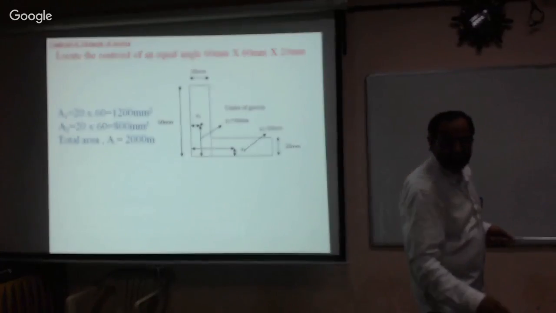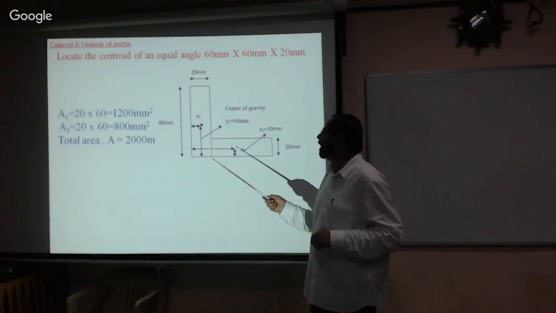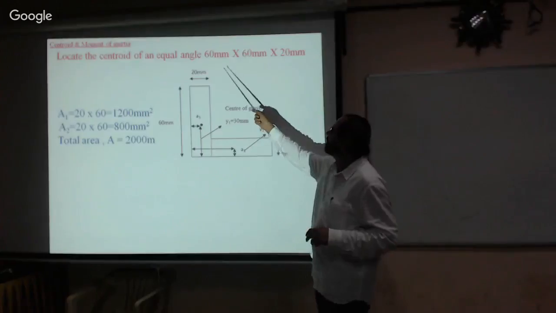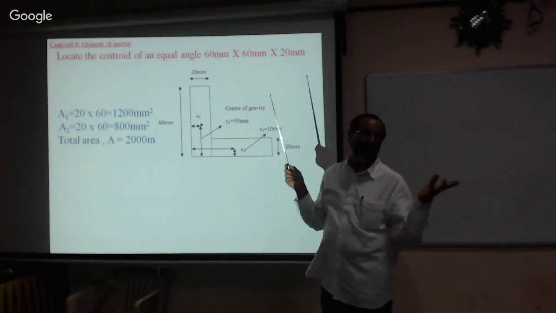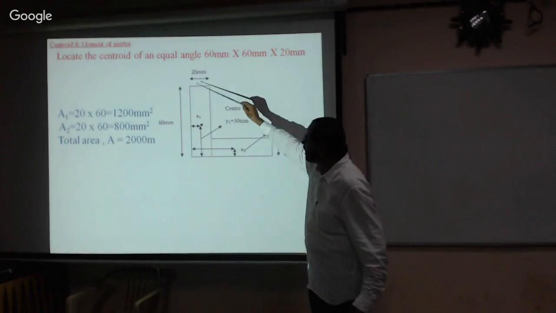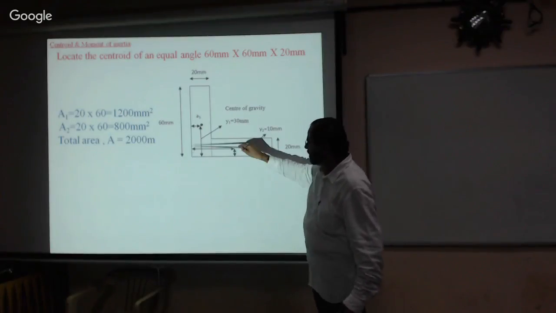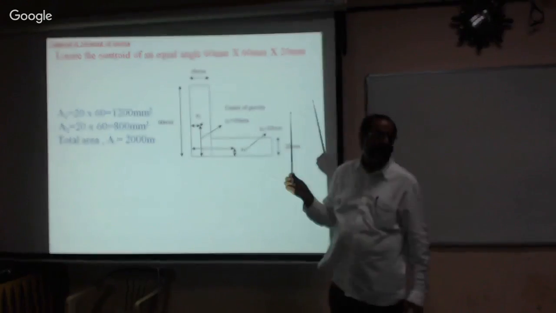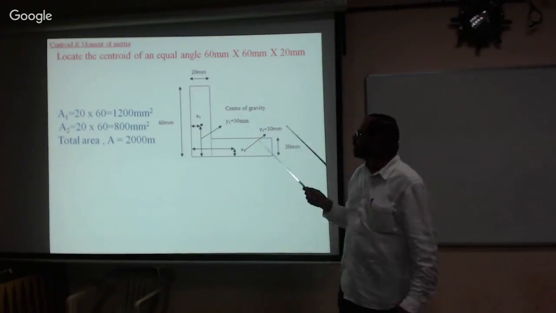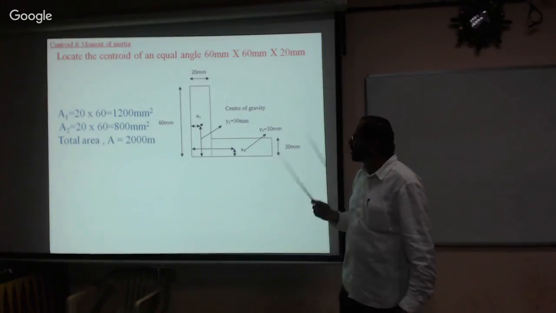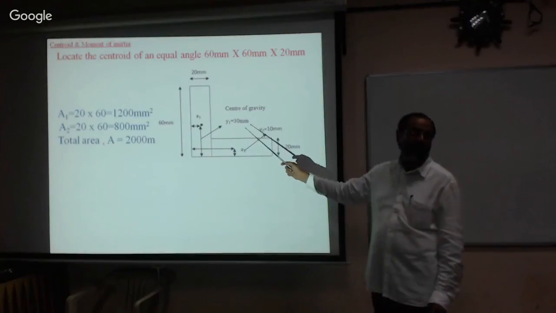Locate the centroid of an equal angle. Please remember, the equal angle here is 6 mm multiplied by 6 mm multiplied by 20 mm. The first dimension is 6 mm, the second dimension is 6 mm, and the thickness of each is 20 mm. This is what they have given. Now let us calculate the centroid of this figure.